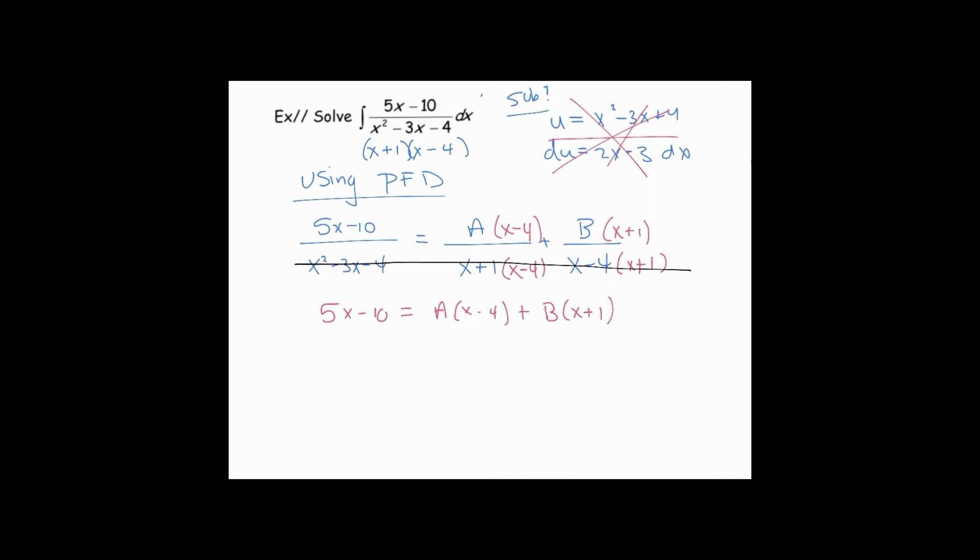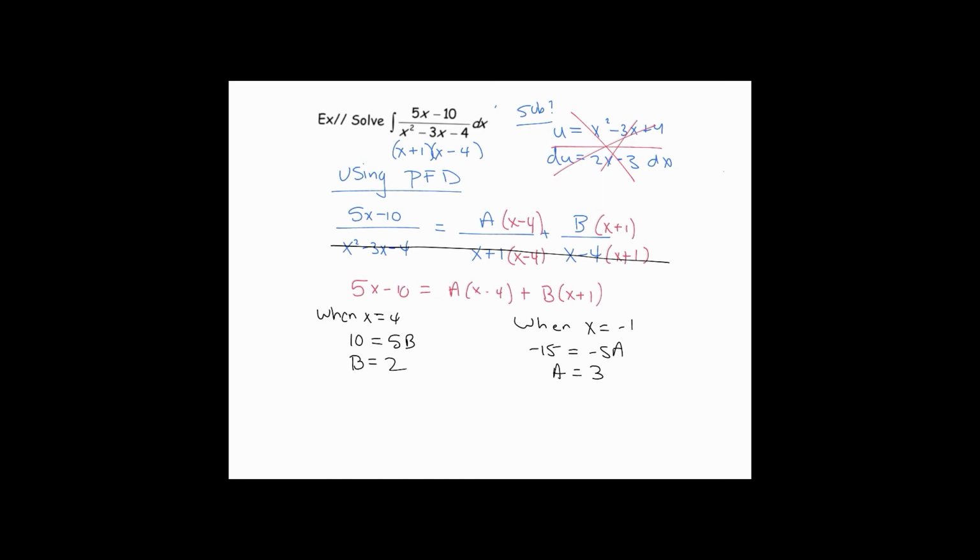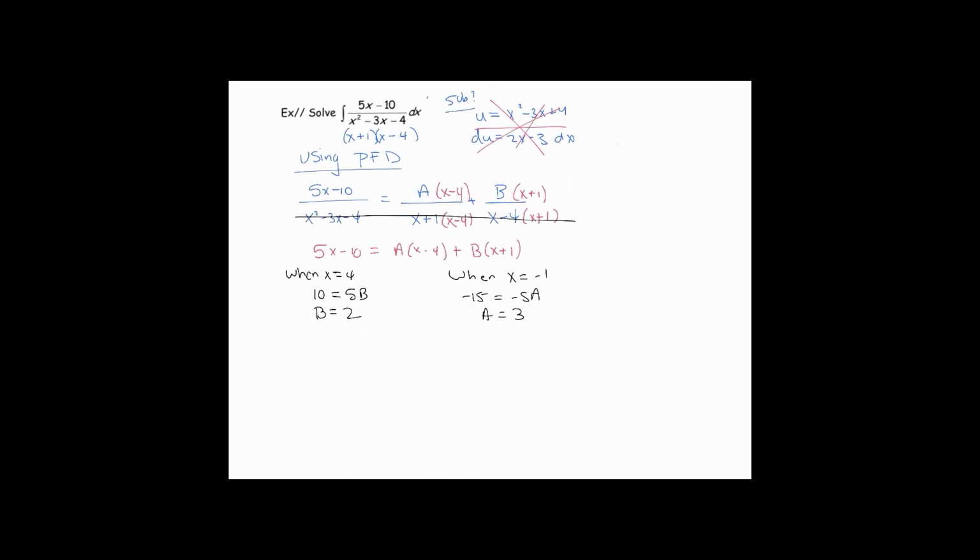All right, and then you make some intelligent choices for the values you plug in. Let's plug in 4. So when x equals 4, the left side becomes 20 minus 10, which is 10. The right side becomes 0 plus B times 5, so 5B. So that means that B equals 2. And when x equals negative 1, the left side becomes negative 15, and the right side becomes negative 1 minus 4 times A, which is negative 5A. So that means that A equals 3. So now we can rewrite our integral.